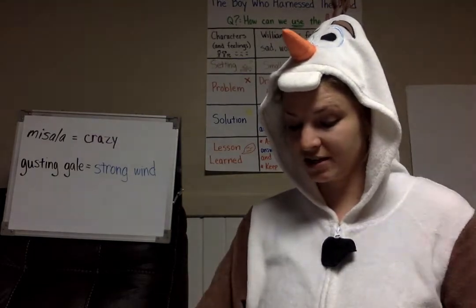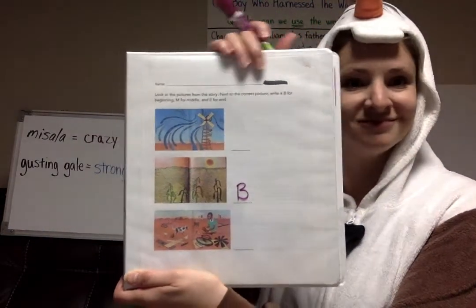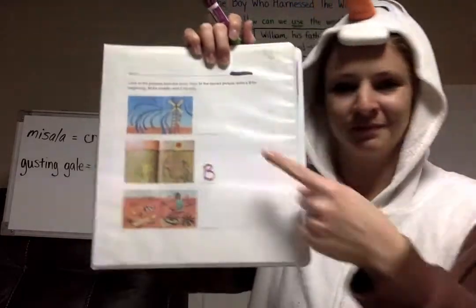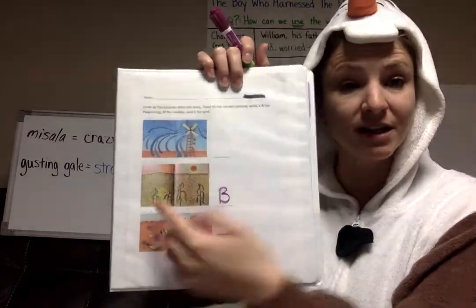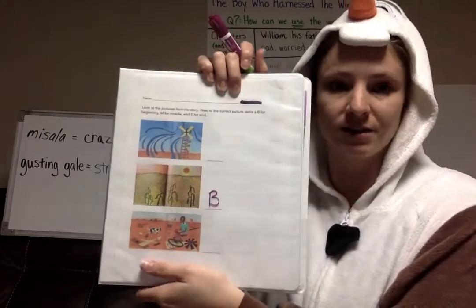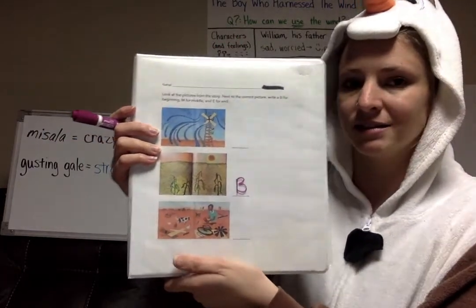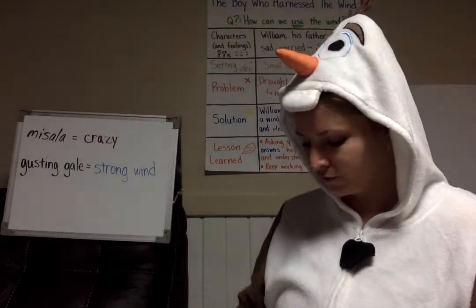I'm going to put a B for the beginning. Did you get that too? Pat yourself on the back. Yeah, in the beginning, that's when the sun was out, and that's where the problem was happening, right? Where the sun was out and got scorched. Yeah. So what happened next and last? Let's see if you can match.